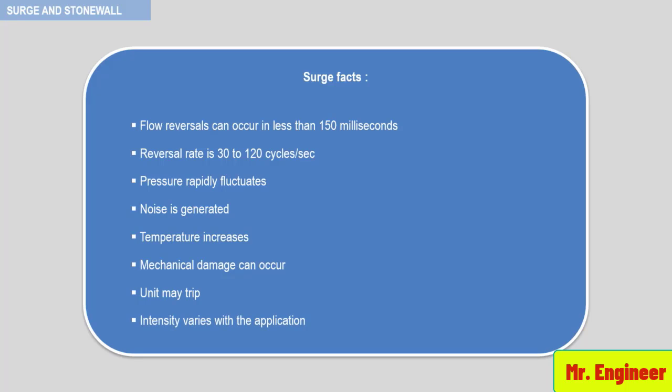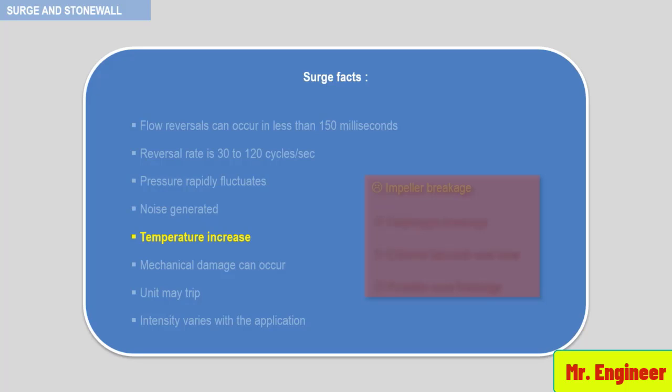Of all the effects listed here, by far the most damaging is rapid temperature increase. This can cause internal rubs of the compressor at operating speed, resulting in impeller breakage, diaphragm breakage, extreme labyrinth seal wear, and possible compressor case breakage.